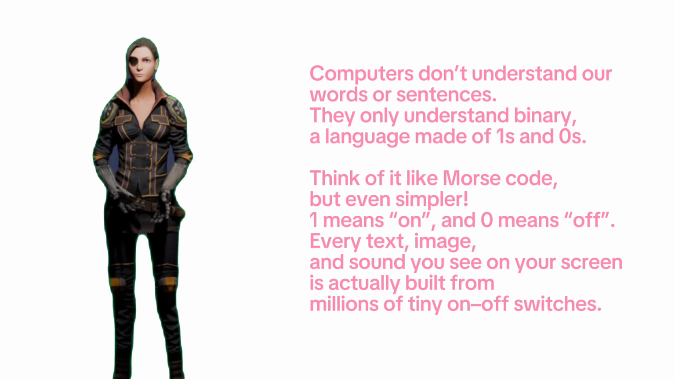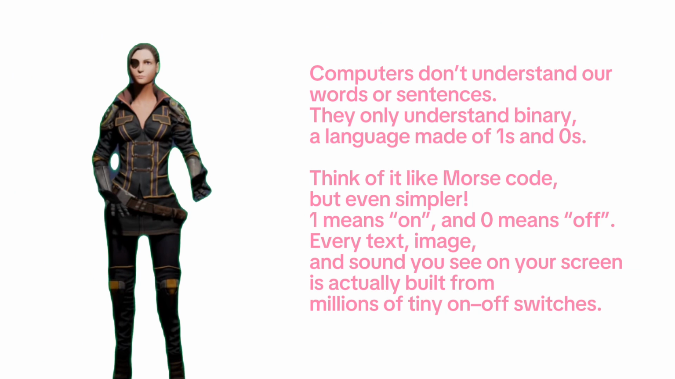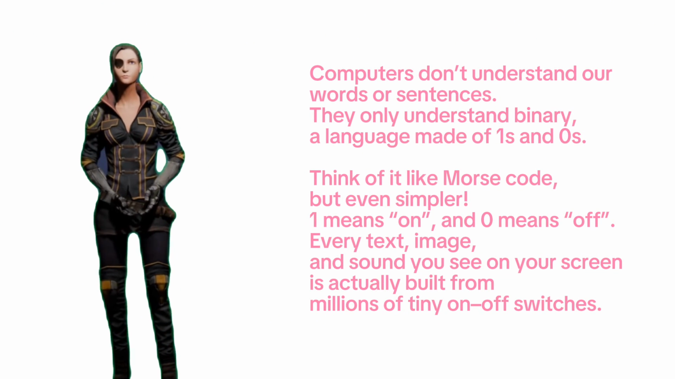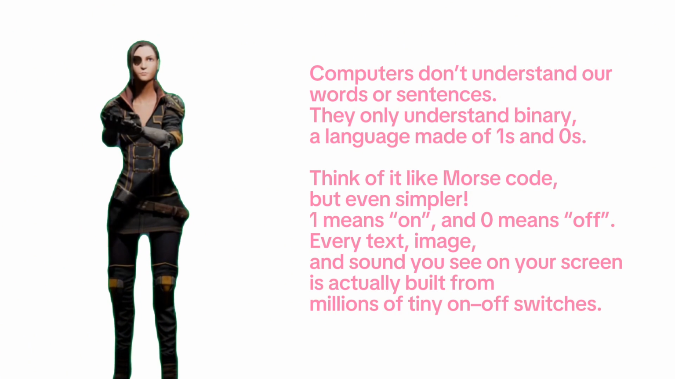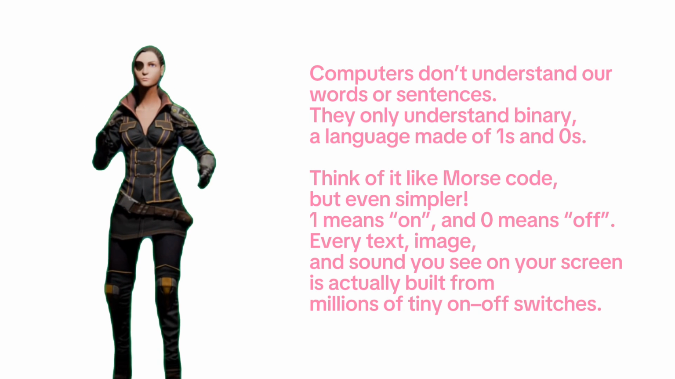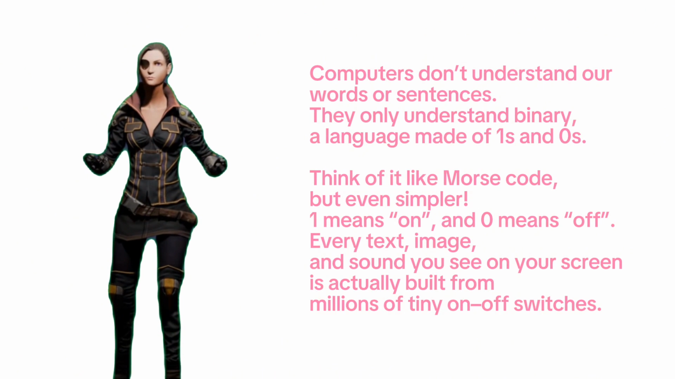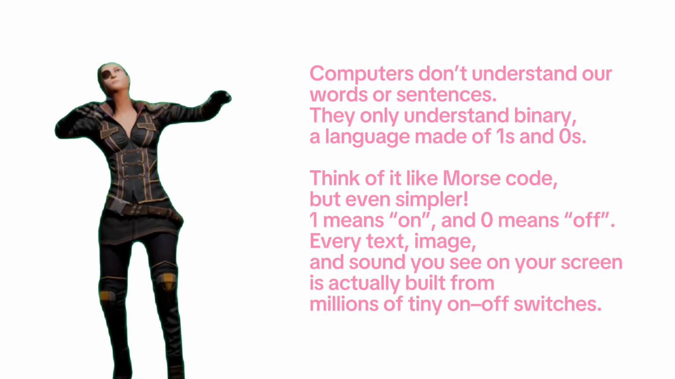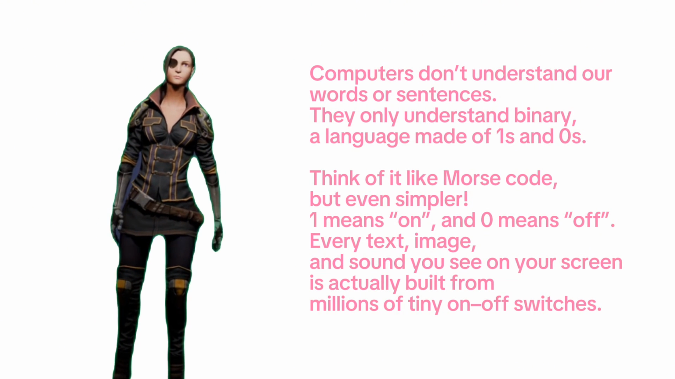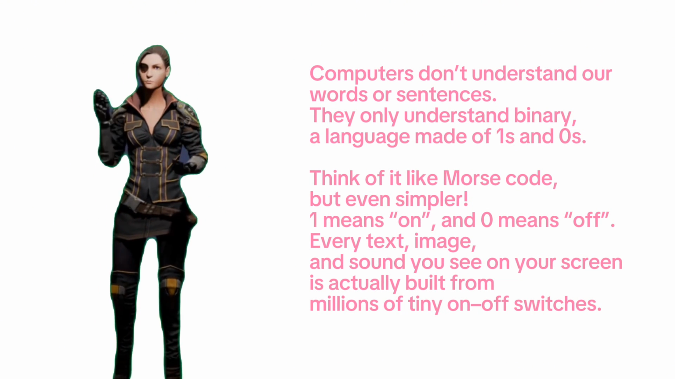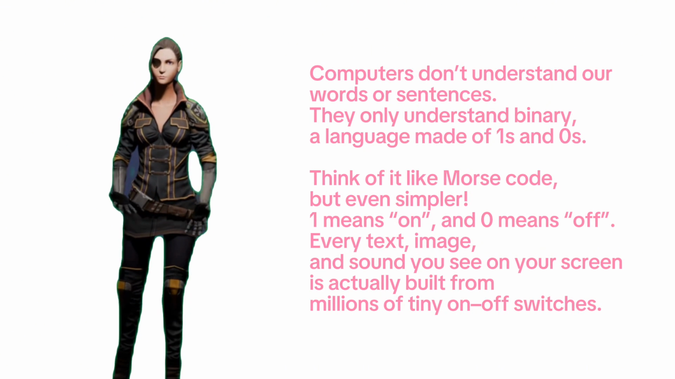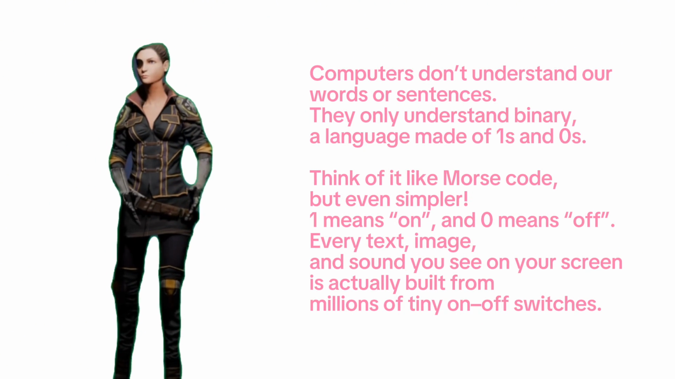Computers don't understand our words or sentences, they only understand binary. A language made of 1s and 0s, think of it like Morse code, but even simpler. 1 means on and 0 means off. Every text, image, and sound you see on your screen is actually built from millions of tiny on-off switches.